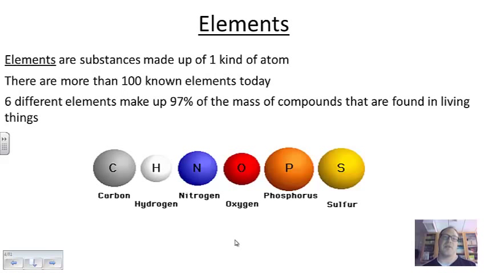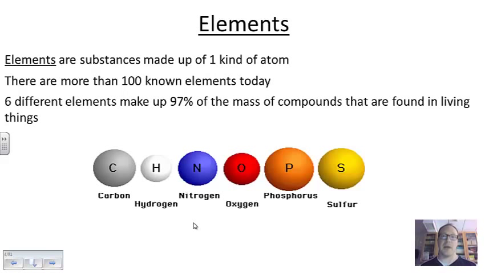Elements are substances that are made up of just one kind of atom, and what makes one kind of atom different from another kind of atom is going to be explained later. There are about 100 elements that we know of today. Elements that have atomic numbers higher than 92 are actually made by humans. The heaviest naturally existing element is atomic number 92, which is uranium. The rest of them are called transuranic elements that have been produced in huge super colliders where we smash protons together and they happen to stay together for a little while so that we can figure out what that means.